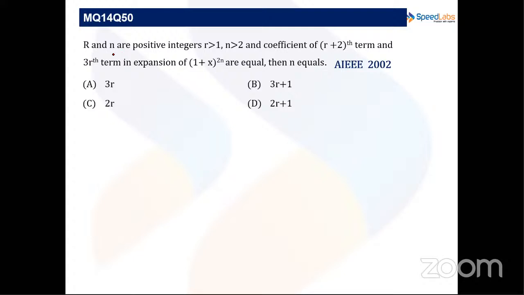We are given r and n are positive integers where r is greater than 1 and n is greater than 2, and the coefficient of the (r+2)th term and the 3rth term in the expansion of (1 + x) to the power 2n are equal. Then we need to find the value of n in terms of r. So let's find the coefficient of the (r+2)th term. We know that for (1 + x) to the power 2n, the general (r+1)th term will be 2nCr x to the power r.